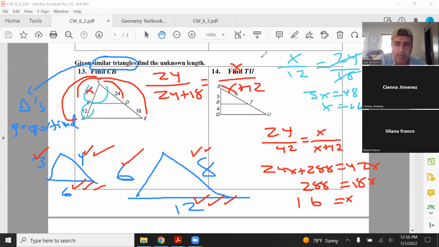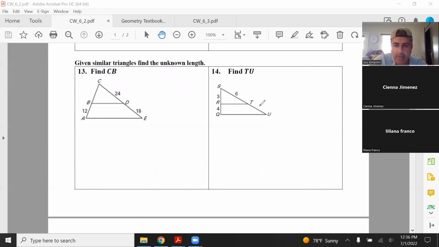So look at a similar one for number 14. TU, I'll call this X. You could just say 3 over 4 equals 6 over X. Cross multiply, 3X equals 24, X is 8. So these are things we'll talk more about on Tuesday.